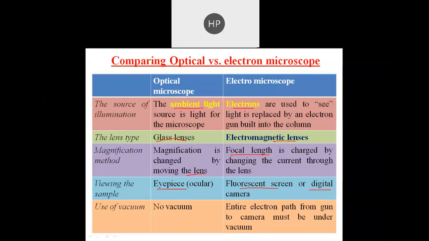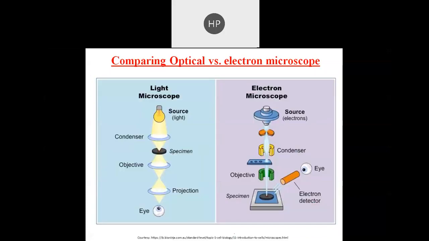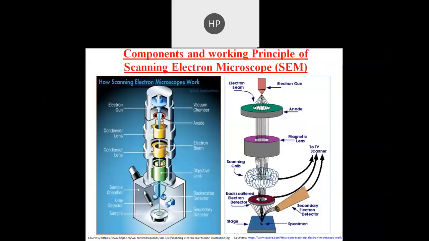And finally the important difference is that the optical microscope is operated in ambient environment or no vacuum condition, while here the entire path from gun to the camera must be under vacuum, and that is the foremost requirement for this electron microscope. And then we have seen the basic fundamental concept or basic principle of how the SEM works, and we also talked about the basic components of the scanning electron microscope.